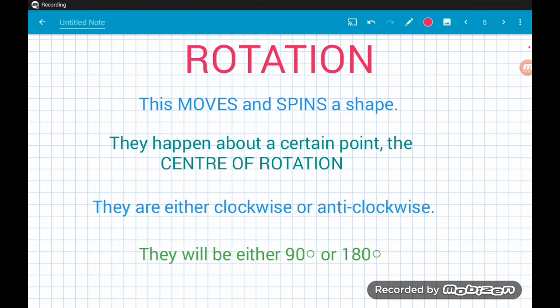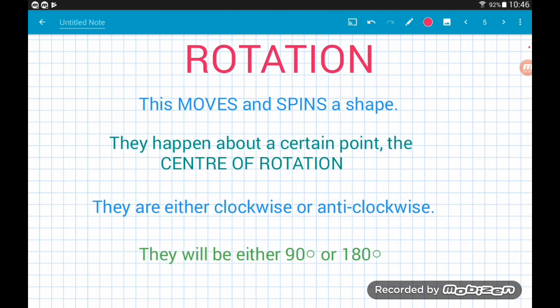Okay, transformation number 3, we have rotation. So rotations, yeah, they can be a little bit complicated. We've got quite a bit of information with rotations. So first of all, a rotation moves the shape and it also spins it or rotates it, hence the name.